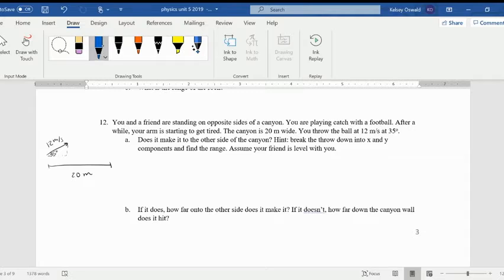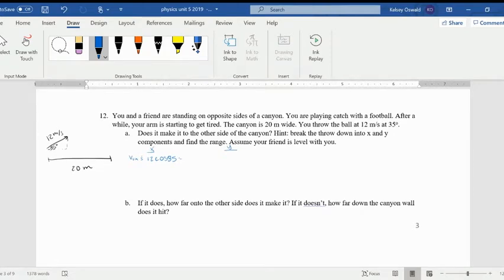So we're going to start this off like we would any other problem. What information do we know horizontally and what information do we know vertically? Okay. So since we know our velocity, we know we can solve for those initial x and y components by using our trig function. Okay, so we can use cosine to find that initial horizontal velocity. So 12 cosine 35.